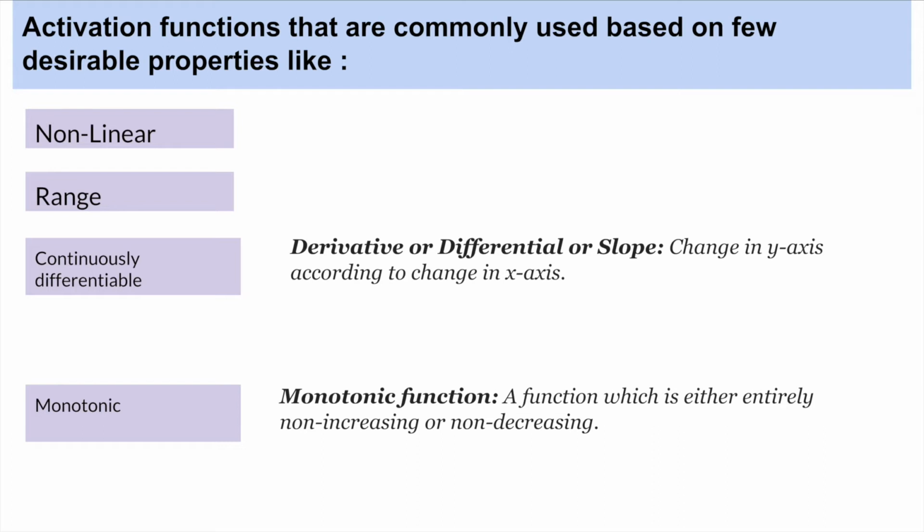The third term is continuously differentiable. For every gradient-based training, generally in neural networks and deep learning, we use gradient descent for updating the weights during backpropagation. So whatever activation function we plan to use should be differentiable, so that we can differentiate easily and get the results. Another term is monotonic: the function should be either entirely non-increasing or non-decreasing. I will take some examples later.